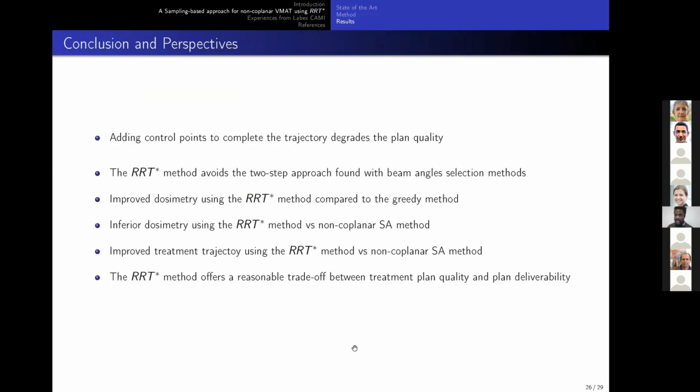So from our study, we had some conclusions. We saw that when we add control points, that was done in the state of the art, in the great quality, we were able to avoid this two-step approach that we found in beam selection methods. So we saw an improved dosimetry when we compared it to the greedy method, but an inferior dosimetry when we compared it to the non-coplanar simulated annealing method that we had proposed. But we had an improved trajectory compared to all the other methods that we saw. So our conclusion was that there is a trade-off to be had between treatment plan quality and the quality of trajectory that we will use to deliver this treatment plan.